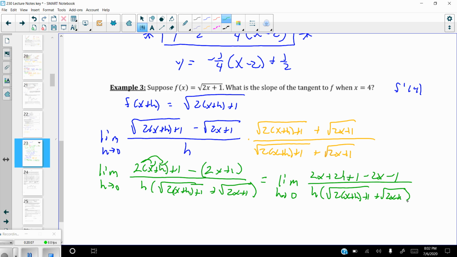All right, let's see what's going to happen on the top. Let's simplify it. The two 2x terms are going to go away. The 1 and the minus 1 are going to go away. That's really nice. That's going to leave us just with a 2h on top. So we're going to have the limit as h approaches 0 of 2h over h times, again, the entire parentheses.